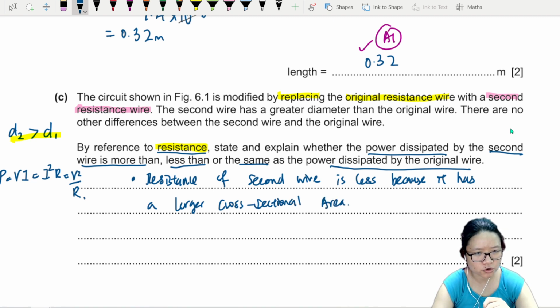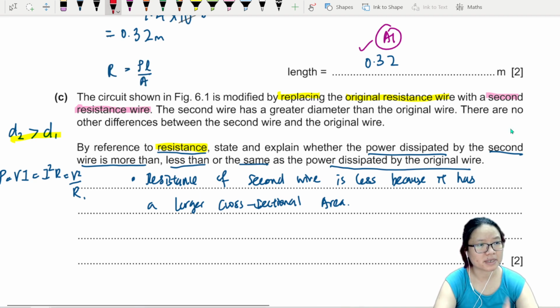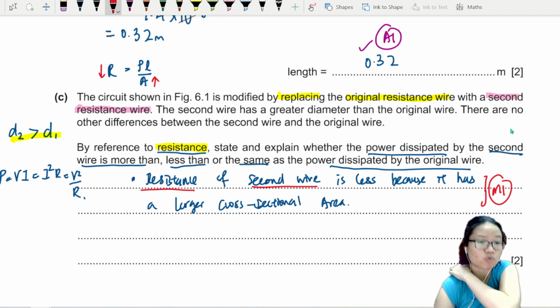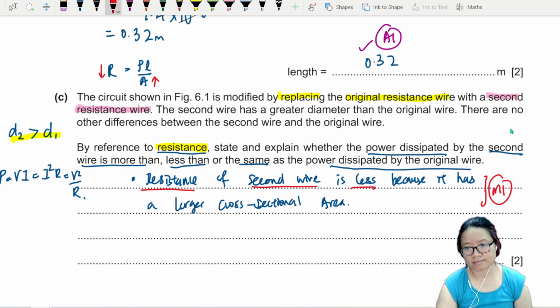So basically to show, I know that resistance is rho L over A. The diameter is bigger, so A increases, meaning resistance will decrease. This is actually your M1. The idea is that the resistance of the second wire is less. Don't just say resistance is less, or resistance of who is less. Or you could say A increases, so R decreases. That's also fine.